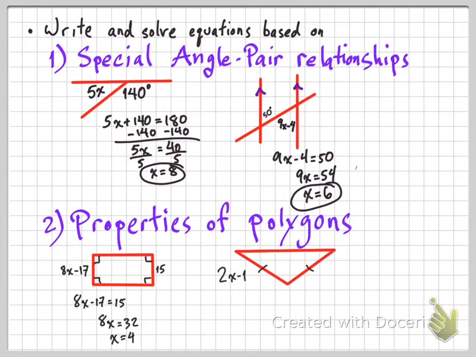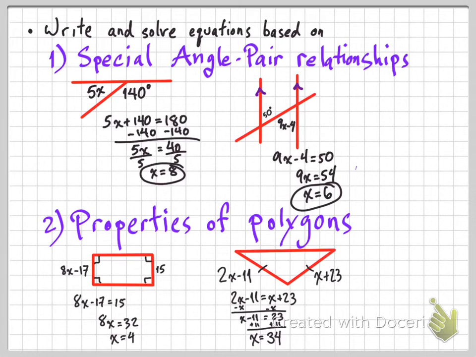Or maybe something like this. Our old friend, the isosceles triangle. Two congruent sides means their measurements are equal, and that's your equation. 2x minus 11 equals x plus 23. That's not so hard to solve, right? You've done stuff like that already, and you can come up with your answer for that kind of a problem.